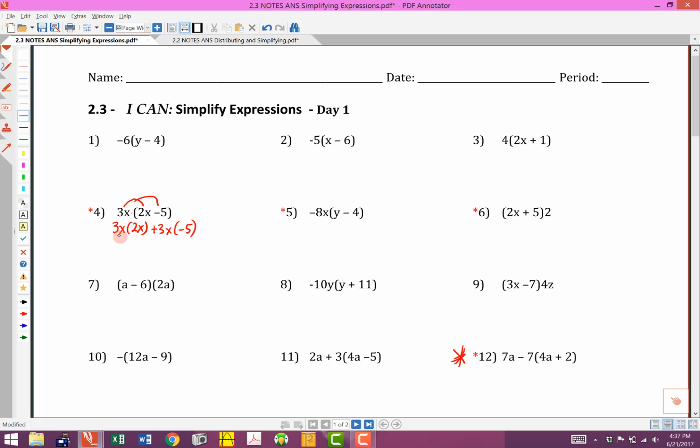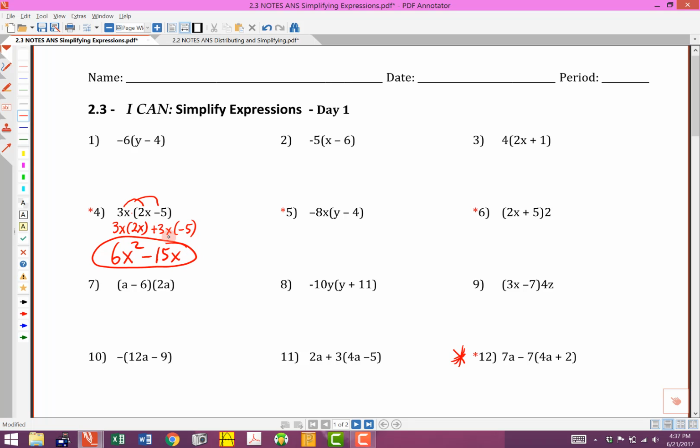So let's just simplify this. We have 3 times 2, that's going to be 6, and the simplest way to write x times x, since we've got two x's multiplied together, would be x squared. When we multiply here, we've got a positive 3 times a negative 5. So that's going to be negative 15, and we're multiplying by an x, so this is it right here.